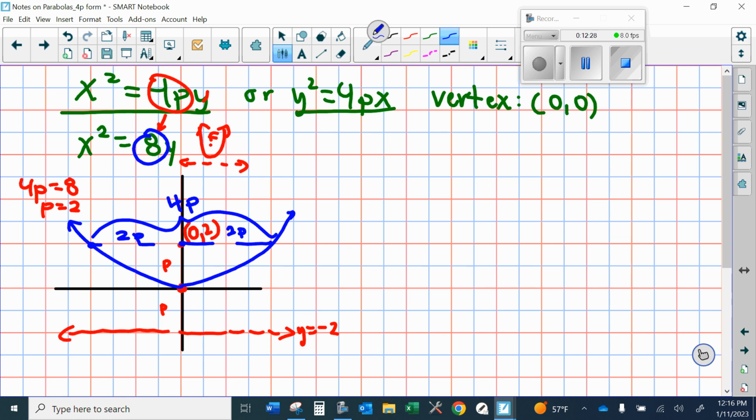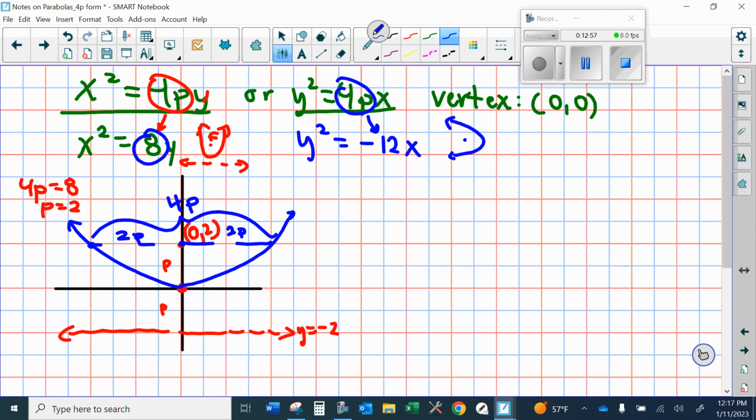Okay, let's do one where it goes left or right. For example, right here. And we'll make p negative. So let's go y squared equals negative 12x. Okay, so remember if it's x equals y squared, it opens left or right. And since p is negative here, because I know 4p is negative 12, so p is negative 3, that means it's opening to the left.